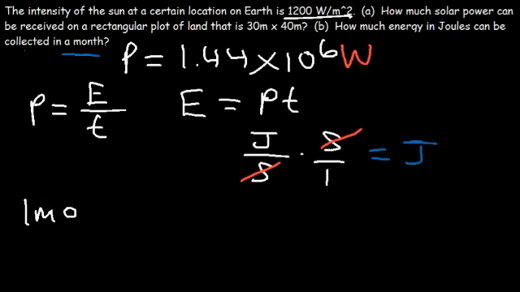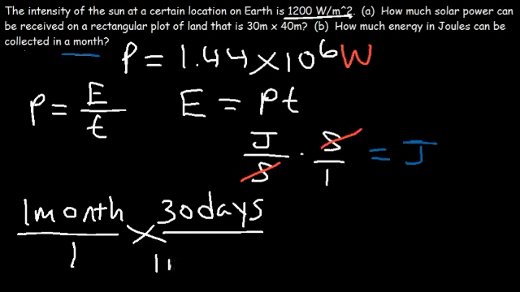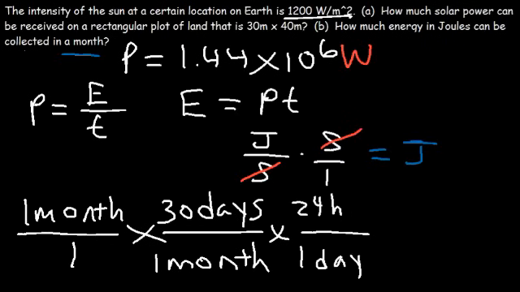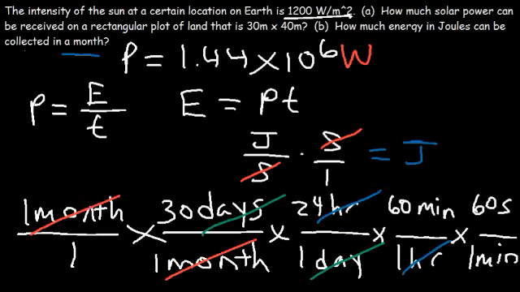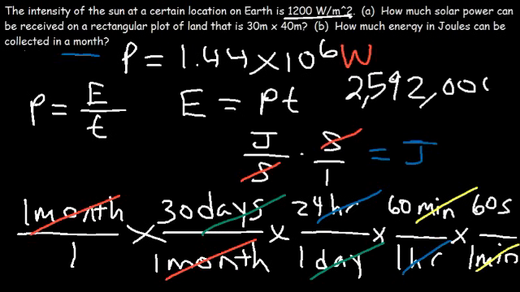Let's find out. So let's start with one month, and we know that there's 30 days in a single month, and in a single day there's 24 hours, and in each hour there's 60 minutes, and in a single minute there's 60 seconds. So the unit months cancel, days cancel, hours will cancel, and minutes will cancel. So it's going to be 30 times 24 times 60 times 60. So it's actually 2,592,000 seconds in a month.